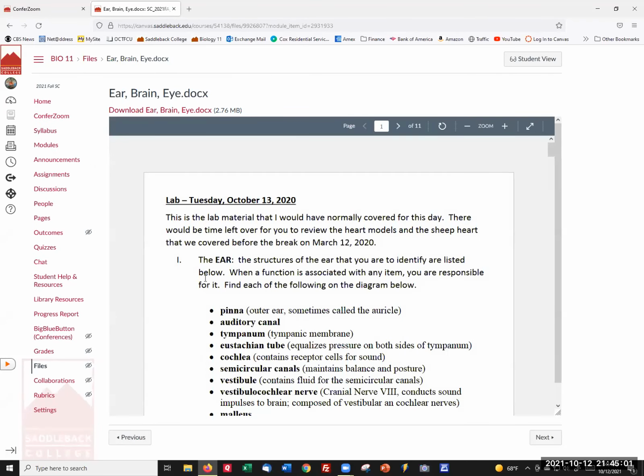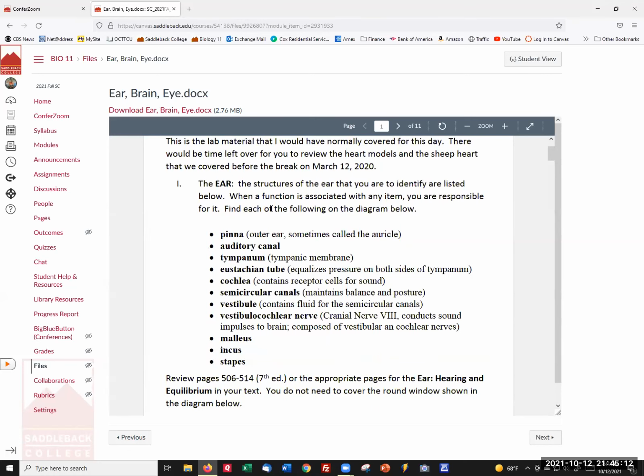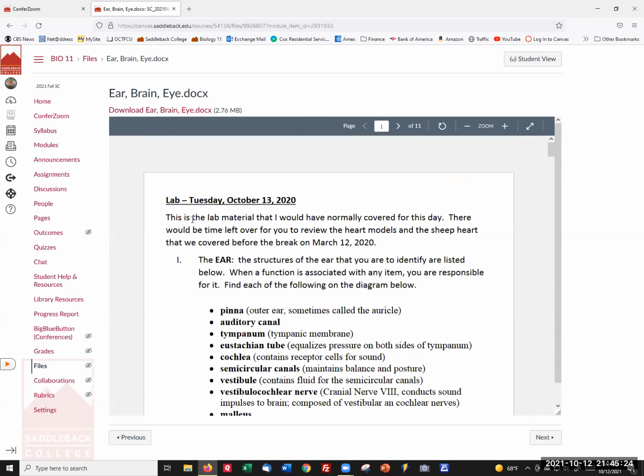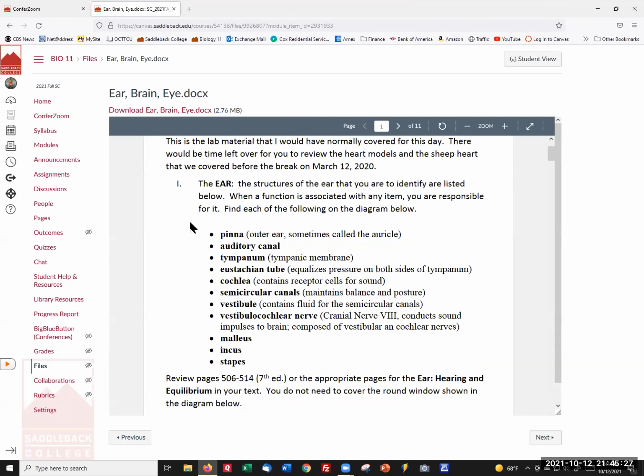We're going to have lab. It's not October 13th, I realize that. And it's going to cover the ear. It's going to also cover the heart. It'll cover the eye and the brain. I'm just going to do the ear right now before I stop for a break.